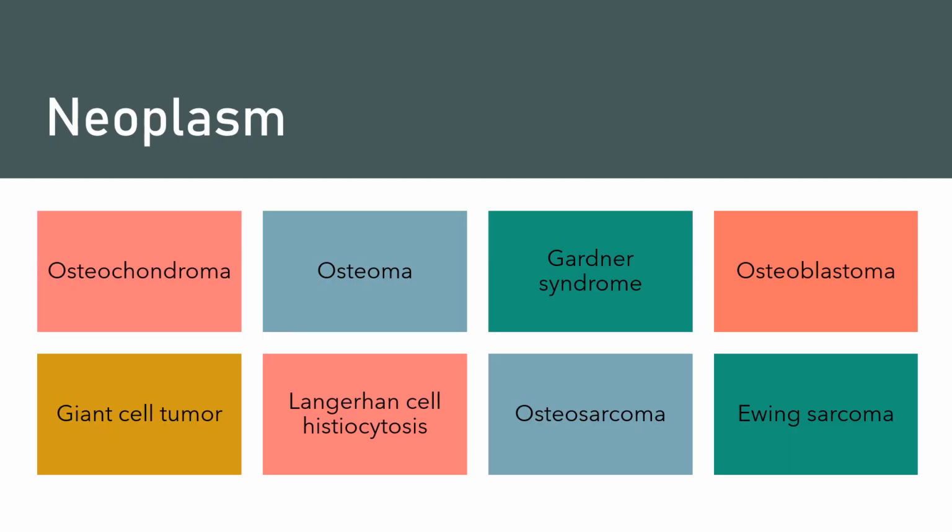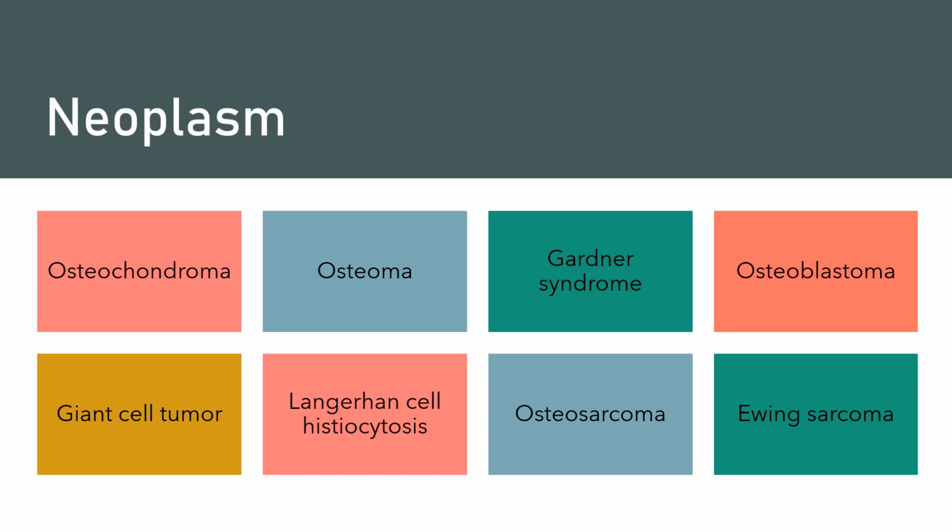Then the neoplasms related to bone. You need not know each in depth, but at least some classical feature in each. Osteochondroma is not very important, but osteoma is important because when a patient has pain, it gets relieved after giving paracetamol. That is one MCQ point you should know. Then Gardner syndrome, the features present in Gardner syndrome. Then osteoblastoma, giant cell tumor, Langerhans cell histiocytosis, osteosarcoma and Ewing sarcoma.